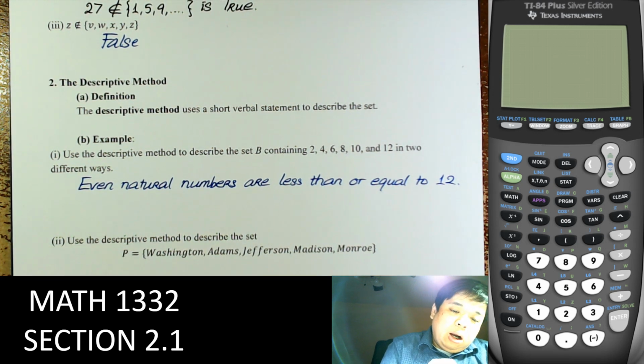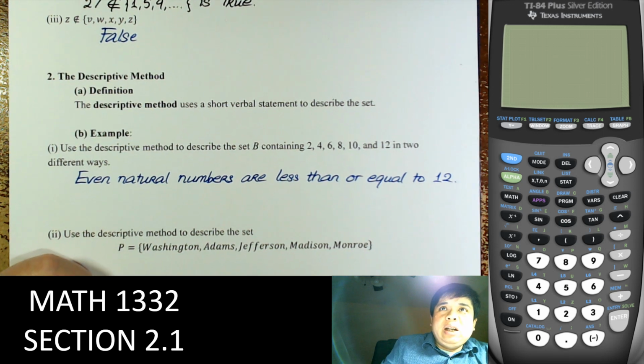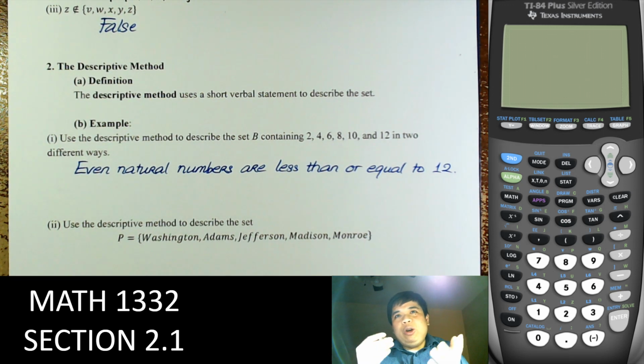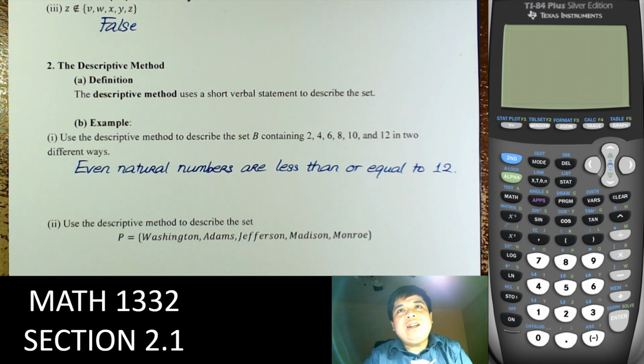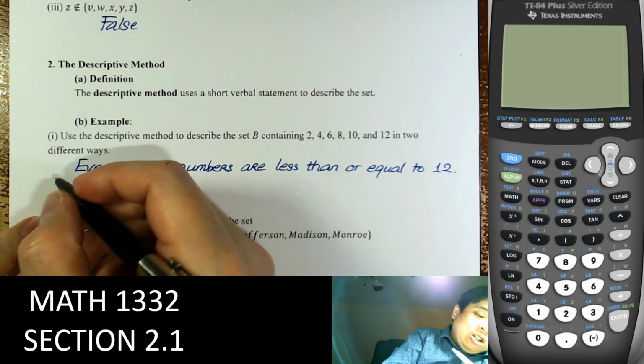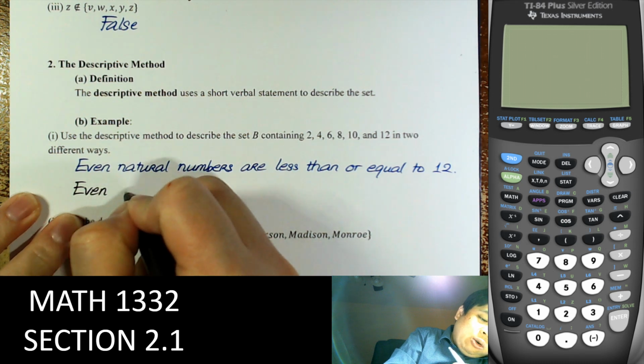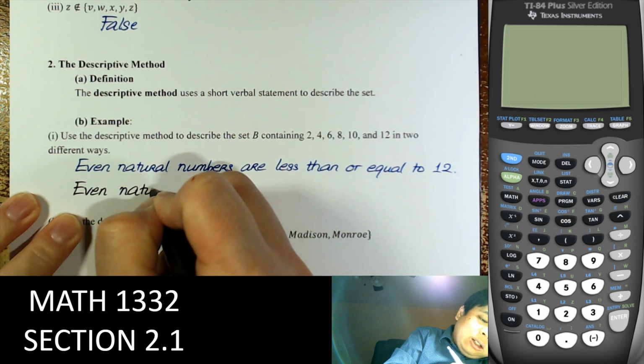That is one way to do that. We can also write it in different ways. If we don't want to write less than or equal to 12, we can say less than 13 or even less than 14. It still works and describes the same thing. So this is one way to write that. Another way, even natural numbers.